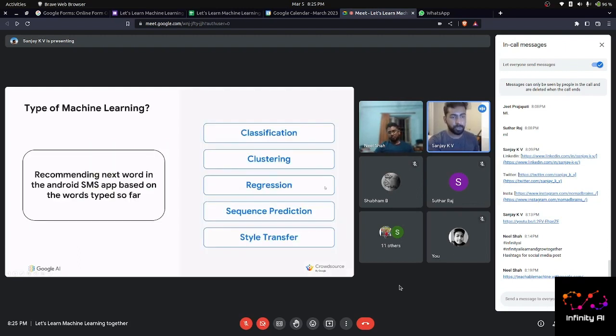Now I just want to quickly make sure that you understand this, so I'm going to pull up another question, where you tell me whether it's classification, clustering, or whatever machine learning model it is. So the question is: recommending the next word in the Android SMS app based on the words typed so far.